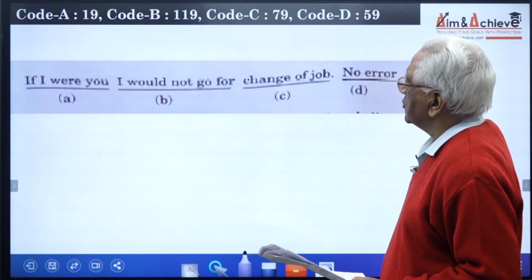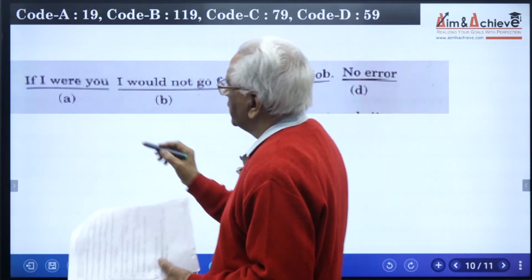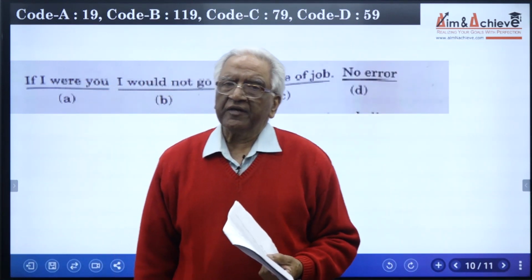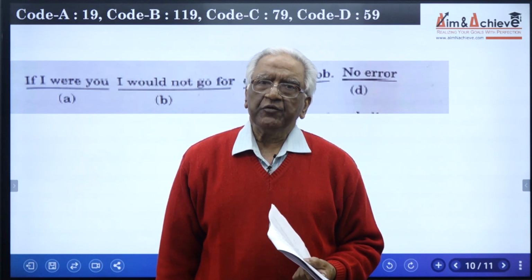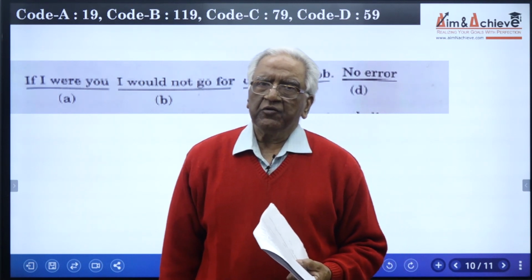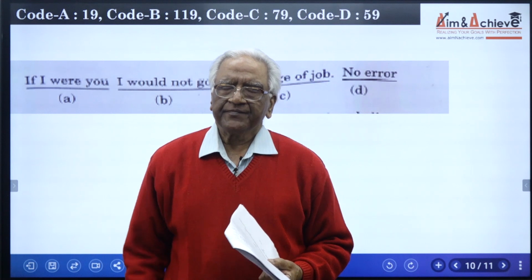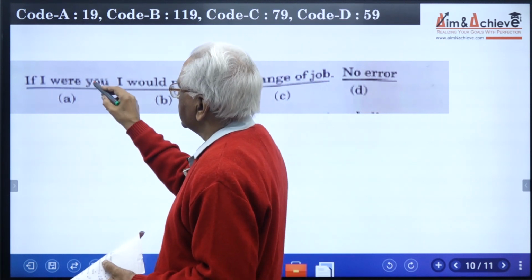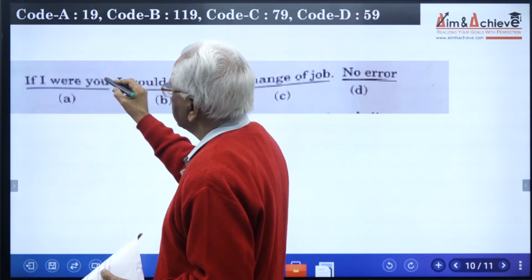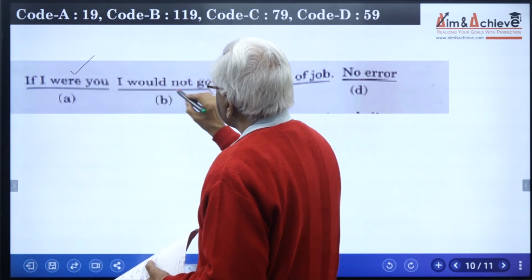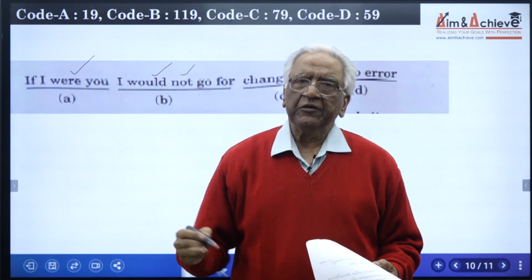If I were you, I would not go for change of job. No error. Note the use of I and were. In conditionals, when you are talking of an unreal situation, a hypothetical situation, an unlikely situation, we are permitted to use the verb were. Even though we say I was a good student, but here in conditionals we use were. That means if I were you, because that person cannot be me. We are two different entities. So the use of if I were you is absolutely correct. I would not go. That means it's talking of the present extending into the future.